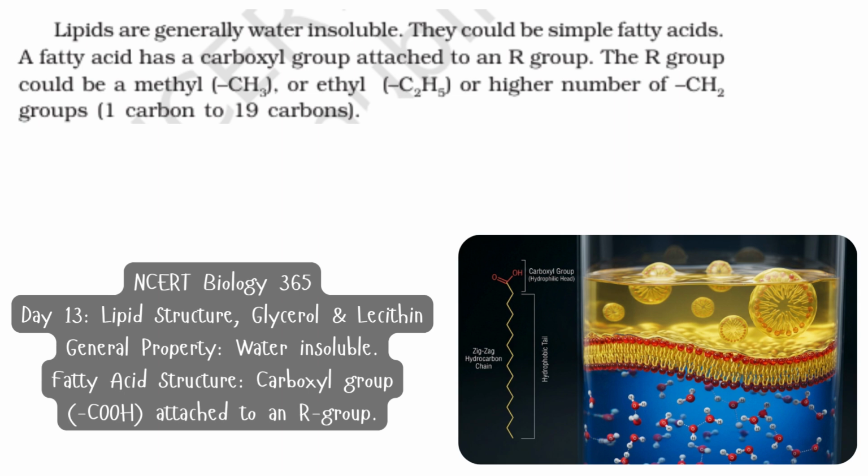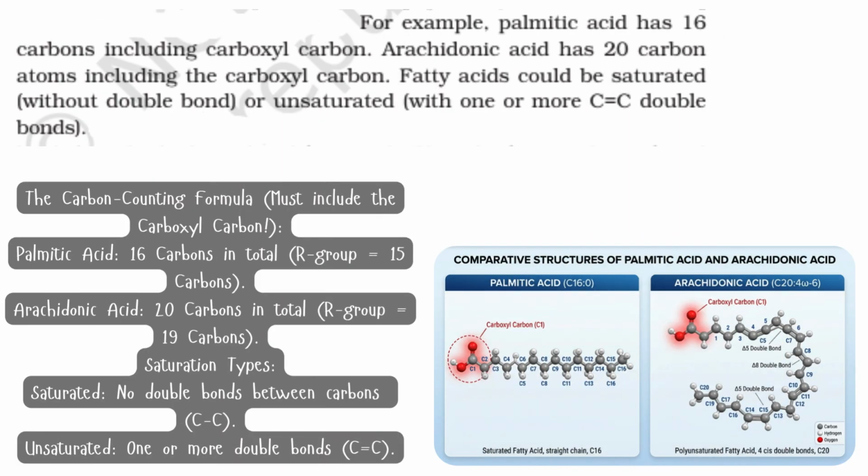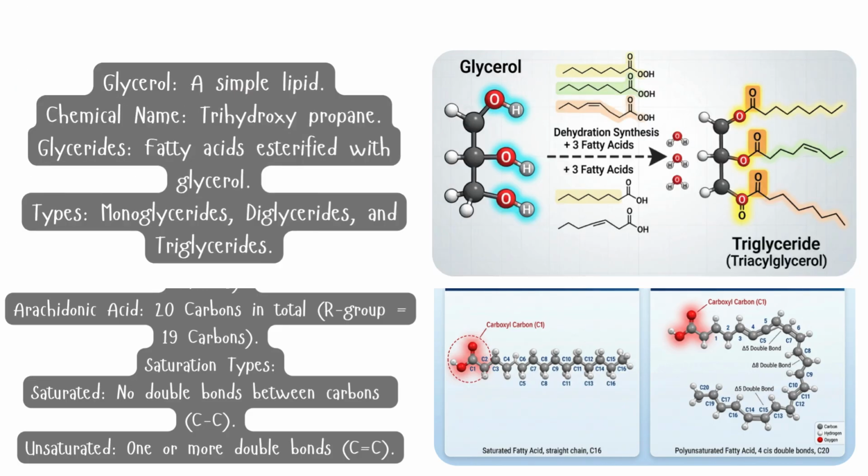to 19 carbons. Now pay close attention to this classic carbon counting trap. NCERT states that palmitic acid has 16 carbons and arachidonic acid has 20 carbons. But notice this specific detail. These numbers include the carboxyl carbon. This means palmitic acid's R group actually contains 15 carbons and arachidonic's R group contains 19. If an exam question asks for the number of carbons in the R group of palmitic acid, the answer is 15, not 16. Additionally, fatty acids can be saturated without double bonds or unsaturated with one or more double bonds.